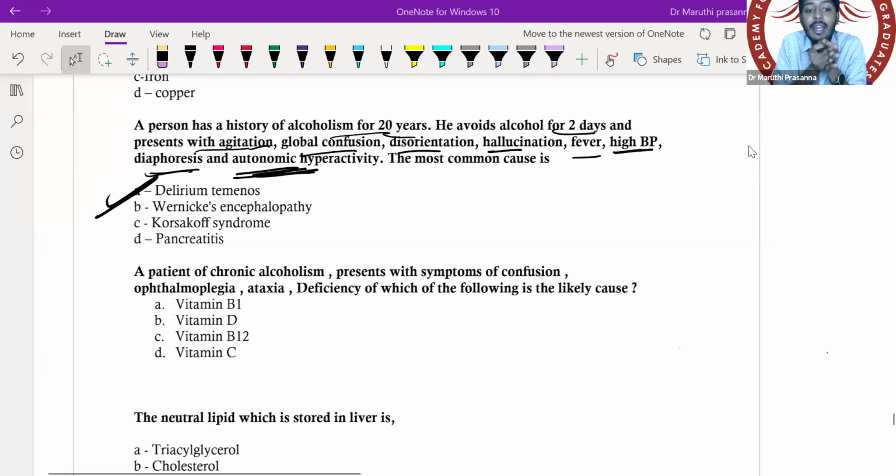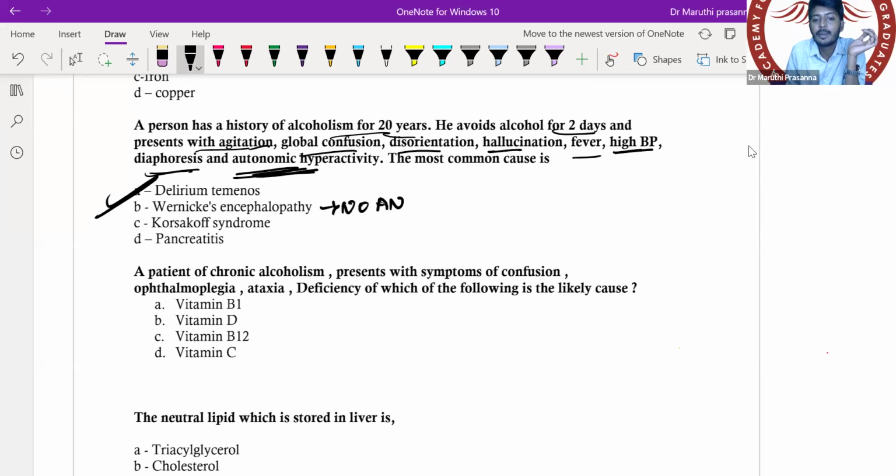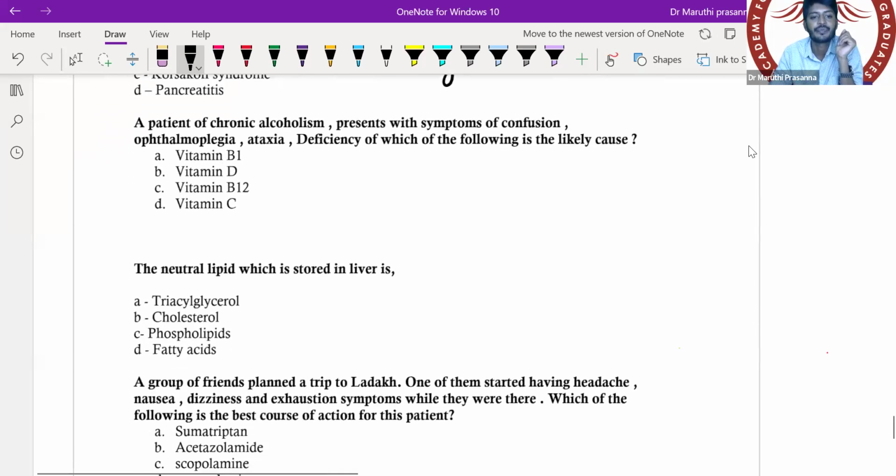See, in Wernicke's encephalopathy, no autonomic nervous system symptoms. ANS symptoms, tremors and all are associated with delirium tremens.